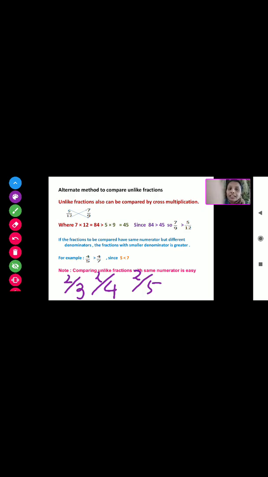In these fractions, the fraction whose denominator is less is bigger. Here you can see 3 is a denominator, and 3 is less than 4, 4 is less than 5. So which denominator is less? 3. So the fraction whose denominator is less is the bigger fraction. So in these three fractions, 2 by 3 is bigger than 2 by 4 and 2 by 5. So it is easier to compare unlike fractions with the same numerator.